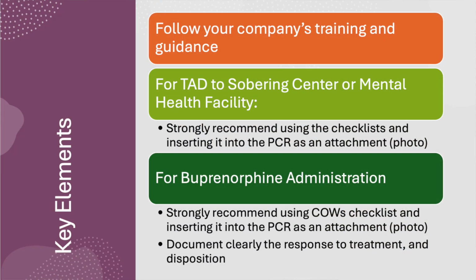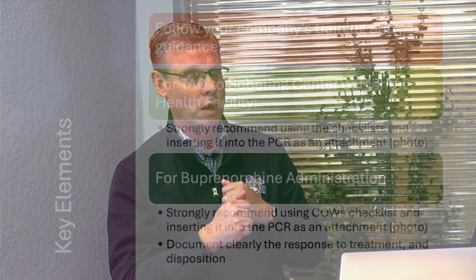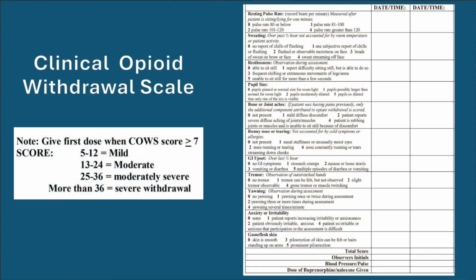For buprenorphine administration, strongly recommend using, again, that COWS checklist. So a COWS score greater than or equal to 7 as an indicator for starting somebody on buprenorphine treatment, and then using some type of method of verifying that checklist. Whether that's an app or, again, a form that your agency provides on your PCR platform, and then making sure there's some way of attaching that COWS documentation into your PCR.